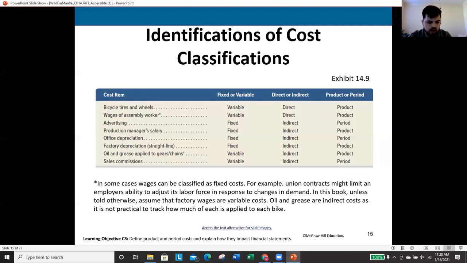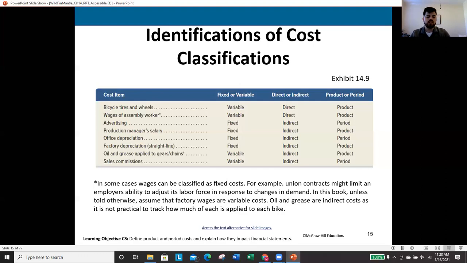Now, the next two I want to look at here are the 2 depreciation items, and then we'll move on. I want you to notice factory depreciation and office depreciation look very similar. Notice how they are both fixed, they are both indirect. So why then is one a period cost and one is a product cost? Is it a typo? Is the textbook making a mistake here? What has happened? Or why might this be correct?